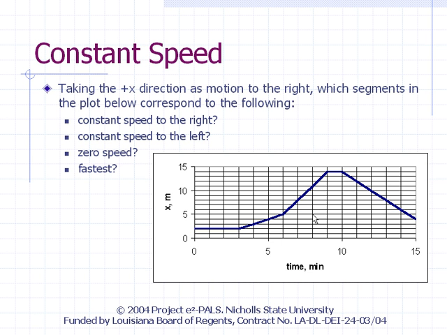Since we have defined the positive x direction as going right, moving left means moving toward lower x values. This is the case from 10 to 15 minutes. Since the segment is a straight line, we can say that the object is moving to the left at a constant speed.